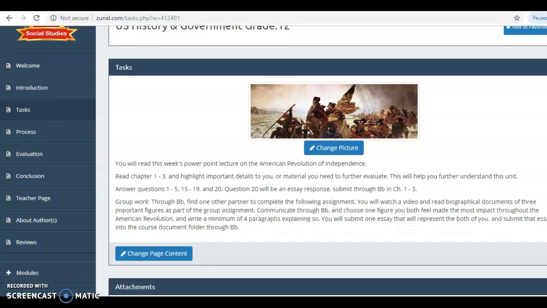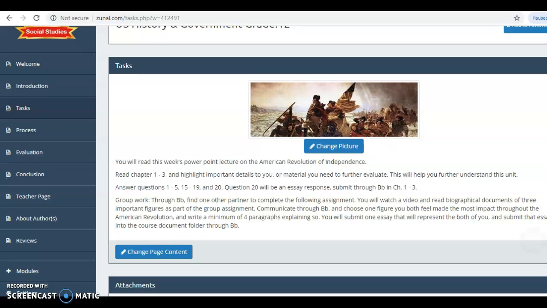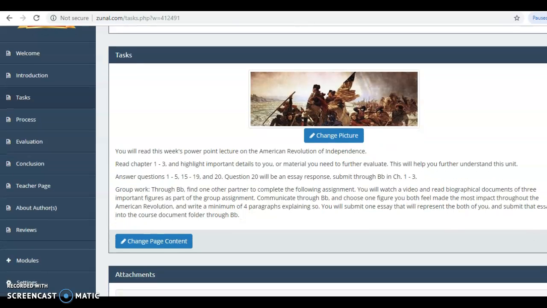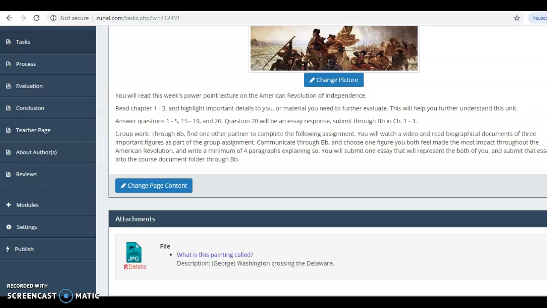I built a lot of tasks for this assignment, such as students needing to read the week's PowerPoints, reading, highlighting, reviewing chapters in the book to help them build understanding of what I'm teaching, answering questions at the end of the chapters and responding to one of them in an essay format online.